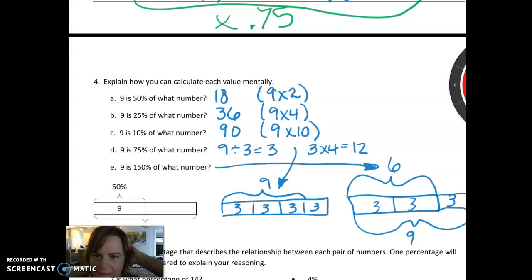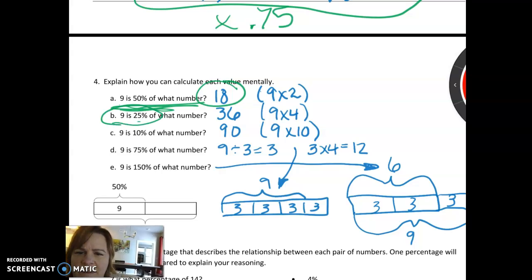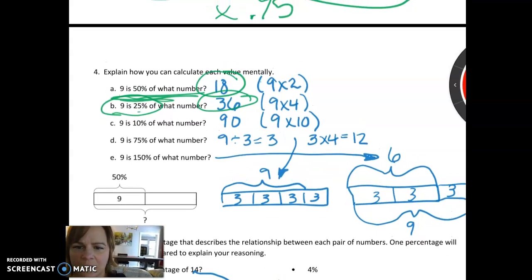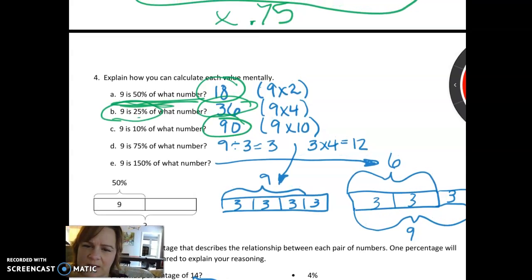Explain how we can calculate these mentally. So we want to know 9 is 50% of what number? 50% is half, so 9 is half of what? 9 is half of 18. 9 is 25% of what number? Well, 9 is a fourth of what? It would take 4 9s to make 36. 9 is 10% of what number? Well, it'd take 10 9s to make 90.